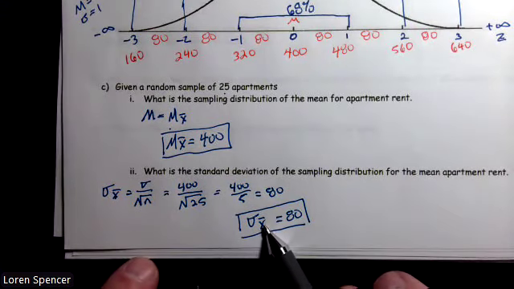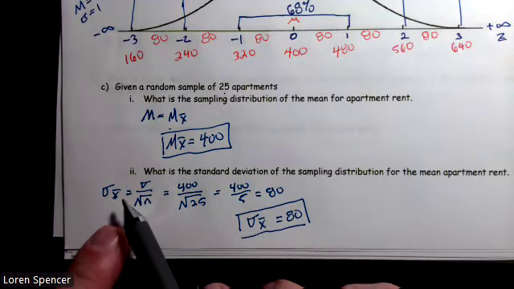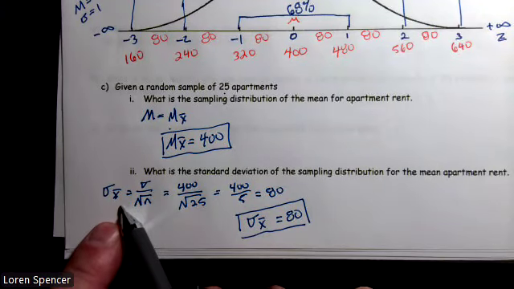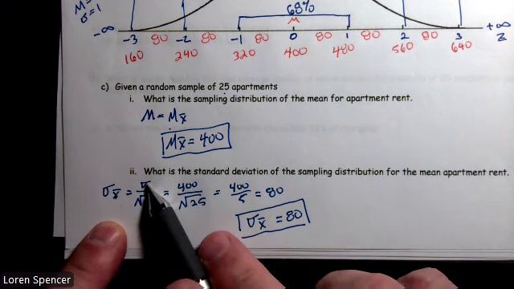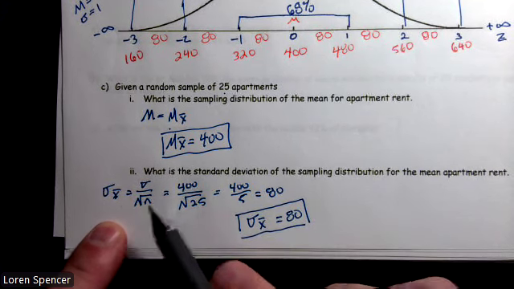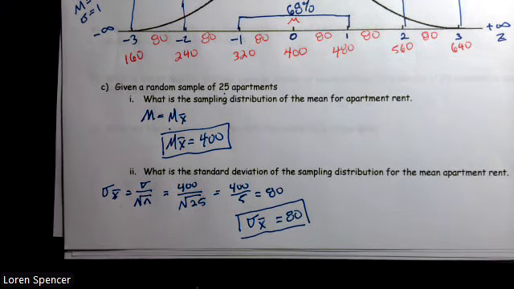Please remember the mean of the sampling distribution is the mean is the mean. That's easy. But the standard deviation of X bar, or the standard deviation of the sampling distribution, is the standard deviation of the population divided by the square root of n. I hope this was helpful for you and look forward to seeing you on the next one. Thank you.